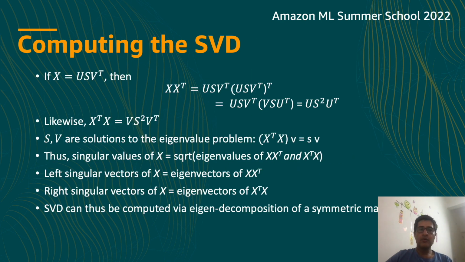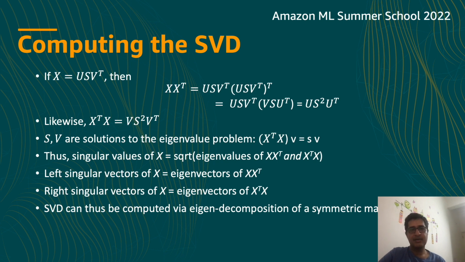Coming on to how you compute the SVD. What you have to realize is that the SVD computation, if you try to do it on the basis of the original definition itself, can get a little convoluted. But if you realize the structure, that for a given matrix X, X times X transpose turns out to be U times S square times U transpose. Similarly, X transpose times X becomes V S square times V transpose.